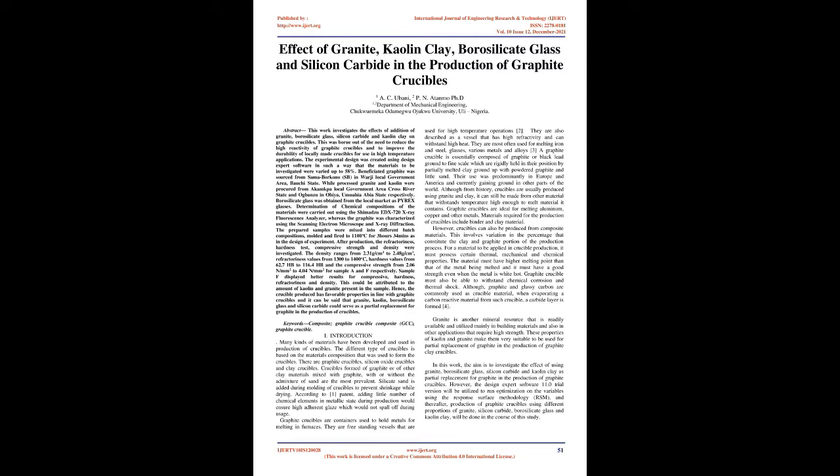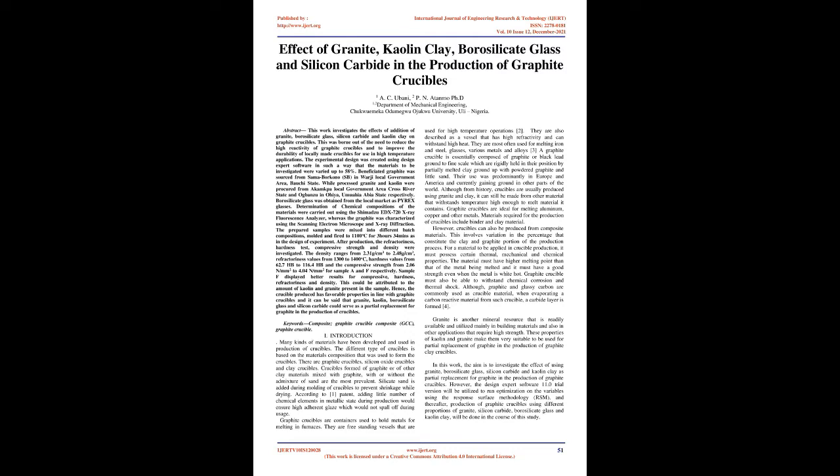Hence, the crucible produced has favorable properties in line with graphite crucibles, and it can be said that granite, kaolin, borosilicate glass, and silicon carbide could serve as a partial replacement for graphite in the production of crucibles. Keywords: composite, graphite crucible, GCC.